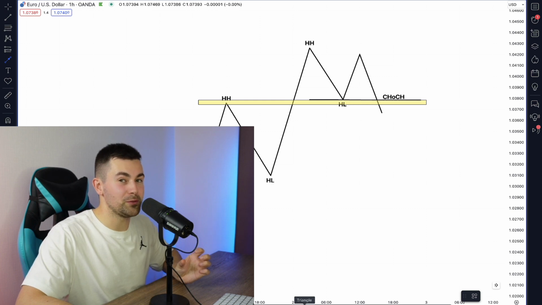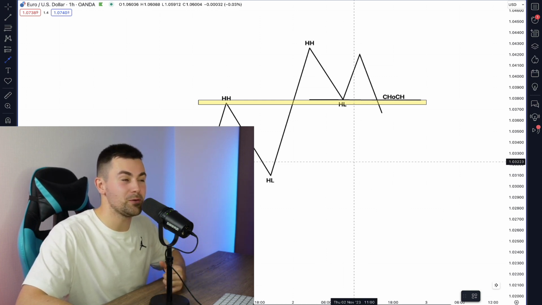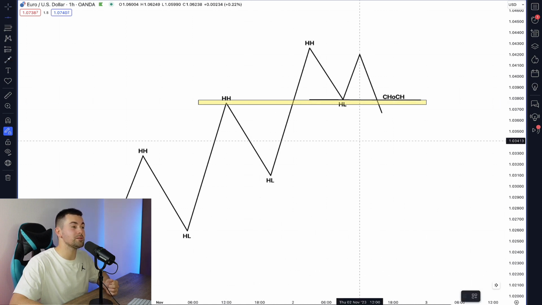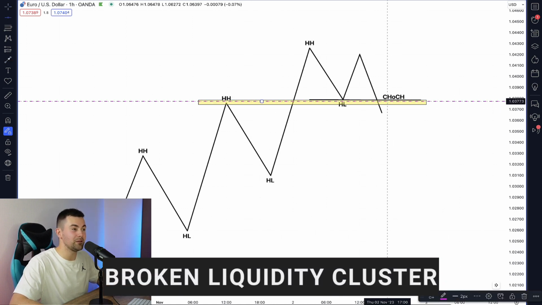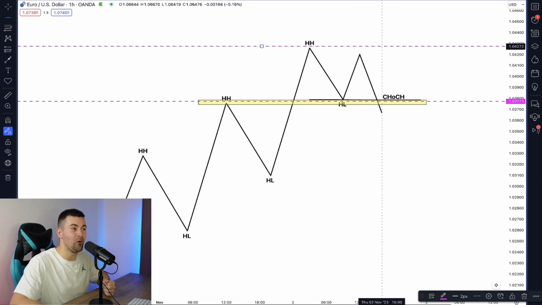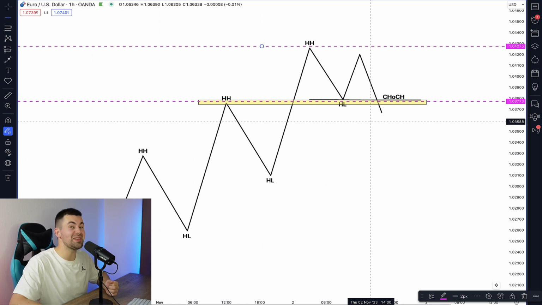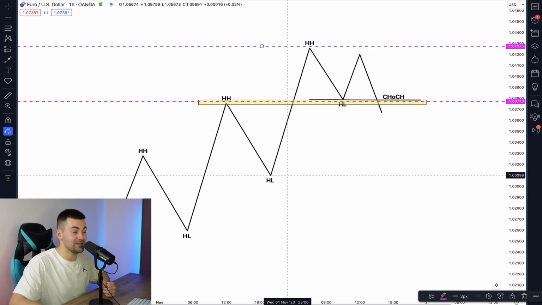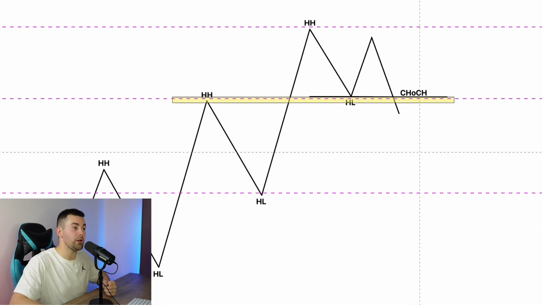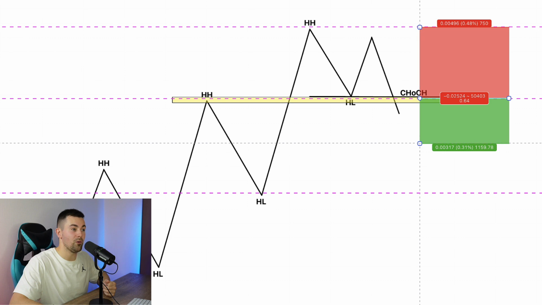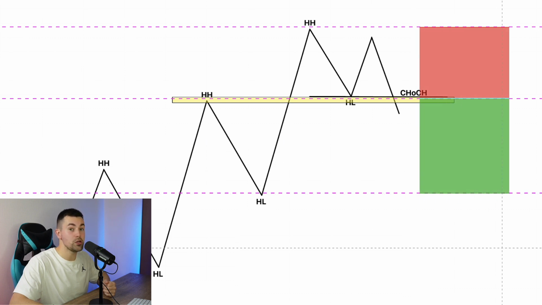Once you spotted a confirmed change of character, you are ready to place the trade. In a bearish trend, your entry point will be based on a broken liquidity cluster. Stop loss will strictly lie above the last high, and the target will be the next strong support, and usually it will be the next higher low level. So shorting the market on a retest of a broken liquidity cluster with the stop loss above the highs, here will be your swing trade.